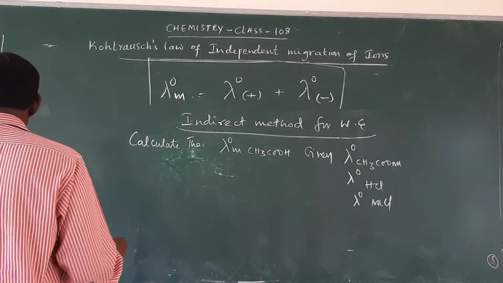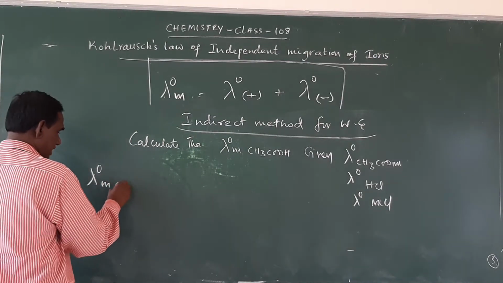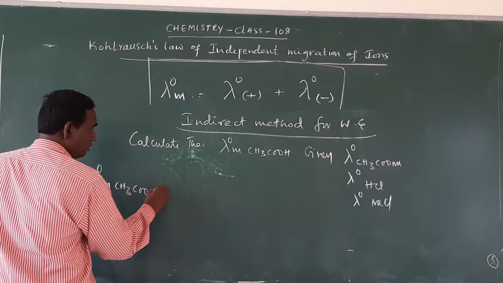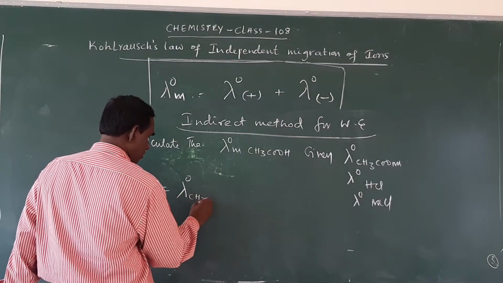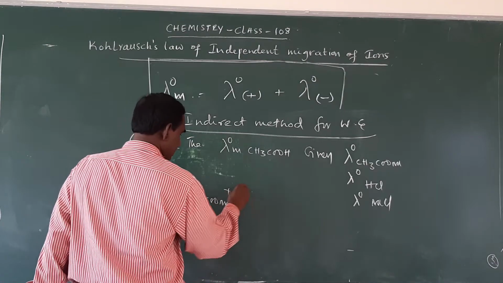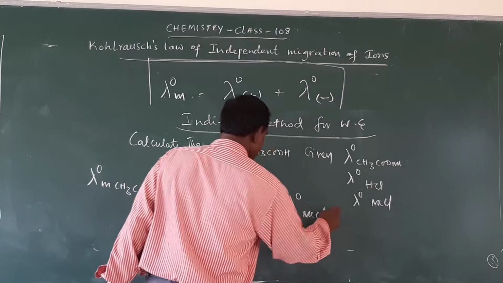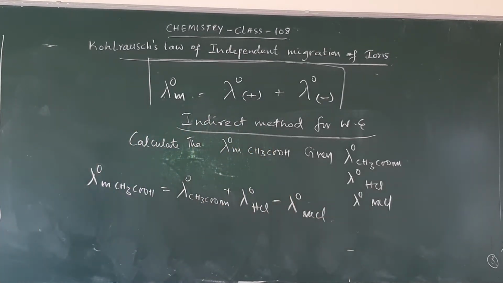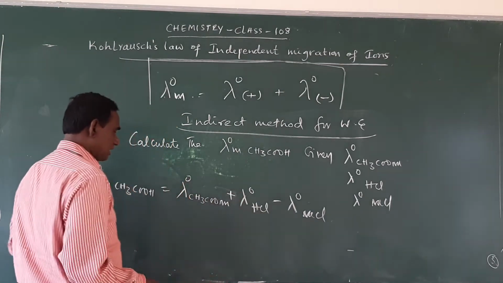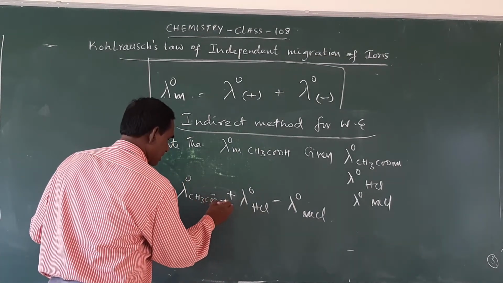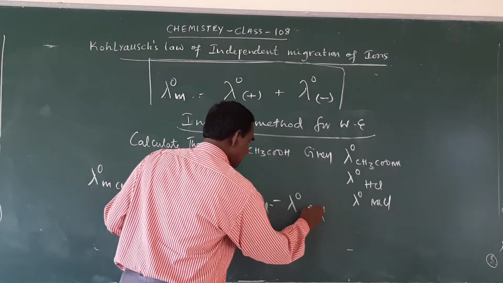How, actually, you see: lambda naught m of acetic acid CH3COOH is equal to lambda naught m of CH3COONa plus lambda naught of HCl minus lambda naught of NaCl. If you write it out, we will get the same list. How will it be? Let me take this one. So this is plus. Here CH3COO minus and Na plus, this is H plus and Cl minus, and this is Na plus and Cl minus.